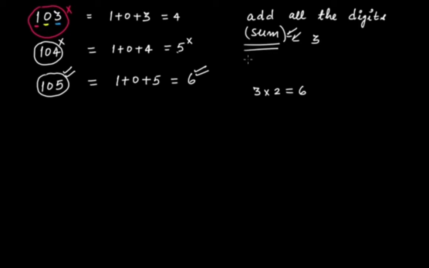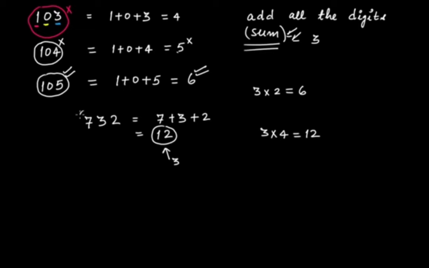Let me take one more example. What about, say, 732? Is this number divisible by 3? So you go on and add all the digits. It's 7 plus 3 plus 2. This would be 12. And yes, 3 times 4 is equal to 12. Therefore, 12 is divisible by 3, and therefore this number would be divisible by 3.